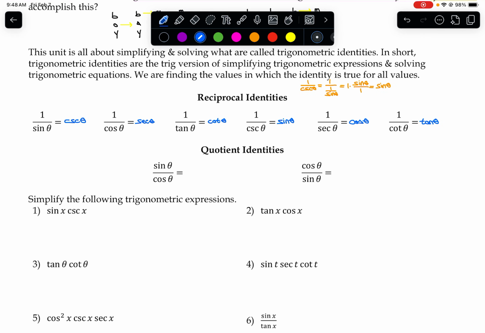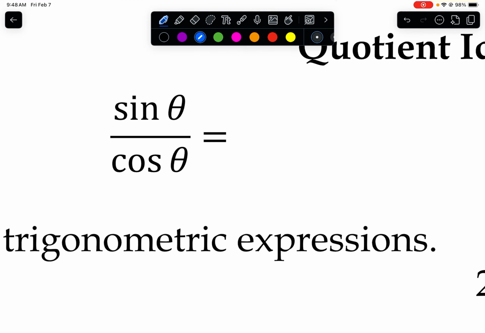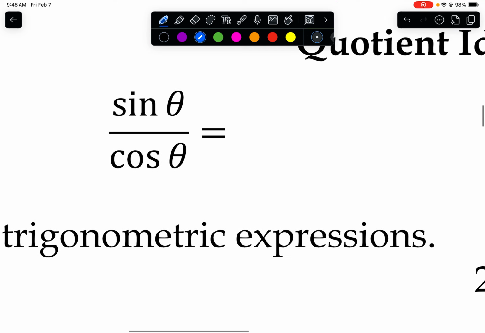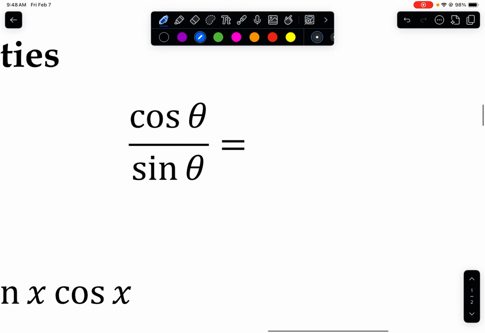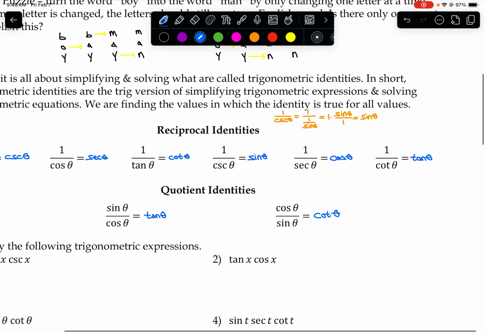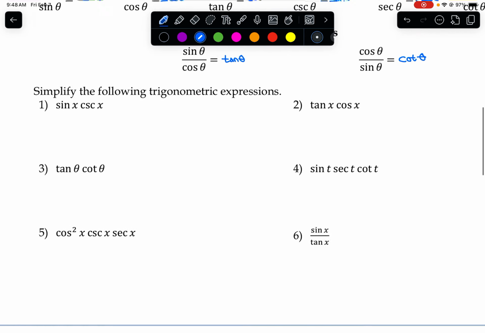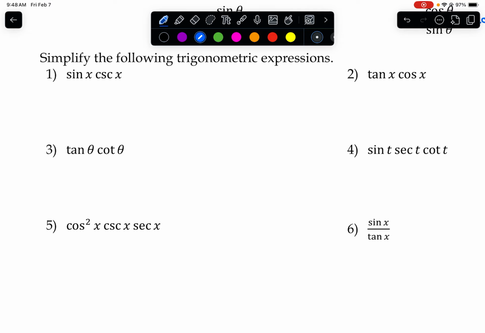Now we're going to add 2 more. We're going to add in the quotient identities. Your quotient identities are sine over cosine, which we know as tangent theta, and cosine theta over sine theta, which hopefully we know as cotangent theta. So now we have a total of 8 different trig identities that we can use to manipulate. Down here we have 6 little practice problems that we're going to simplify.